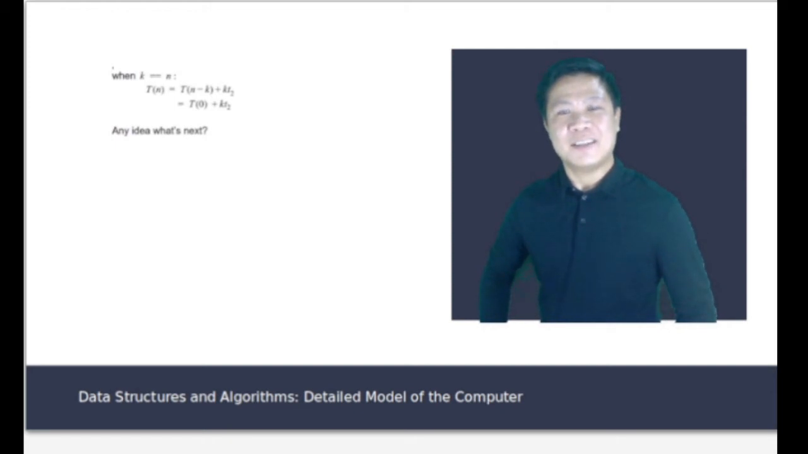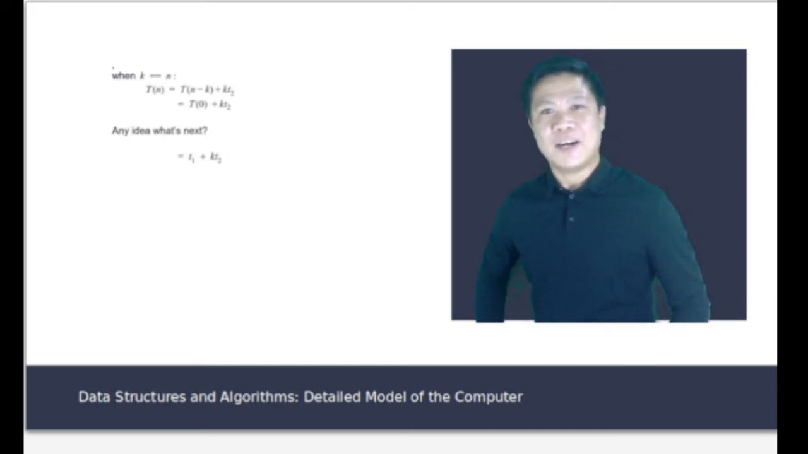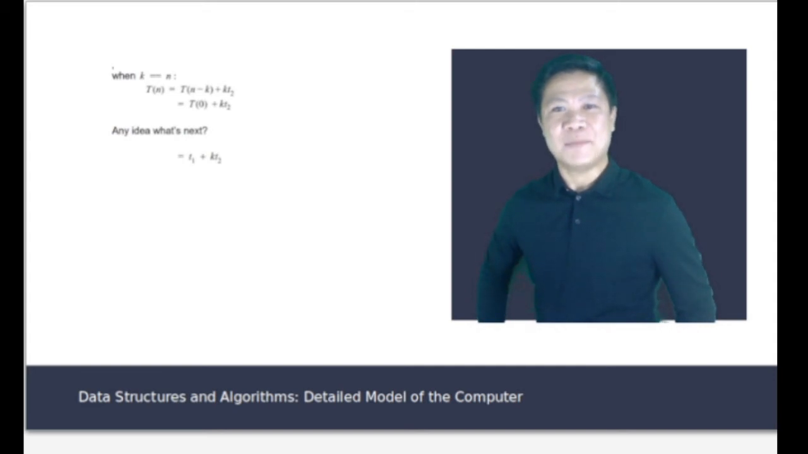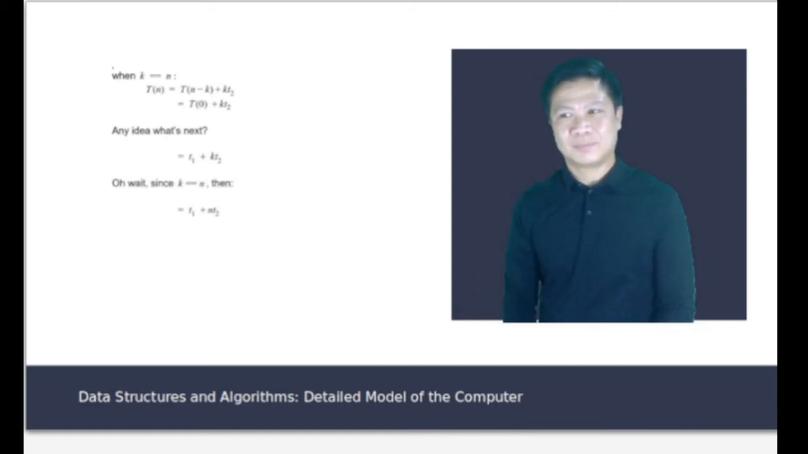We will get T of 0 plus k times t sub 2. Any idea what's next? C of 0 is just t sub 1. And so, our total runtime is t sub 1 plus k times t sub 2. But wait, since k is equal to n, this also becomes t sub 1 plus n times t sub 2. There.